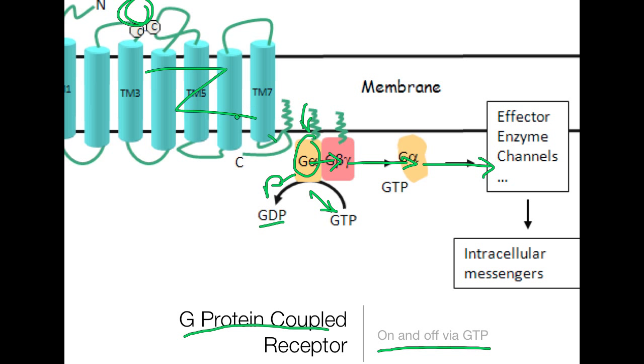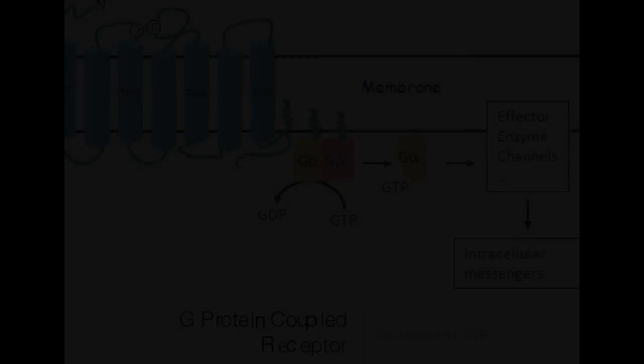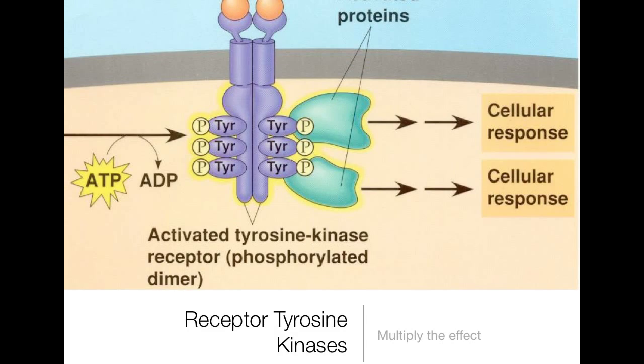Just know that this sort of protein receptor is hooked to a protein that converts GTP to GDP or GDP to GTP. In that process, a phosphate is stuck to the receptor, which causes a shape change and sends the signal through the cell. The second receptor that you need to know is a receptor tyrosine kinase. The thing that you need to know about these guys is that they multiply the effects.